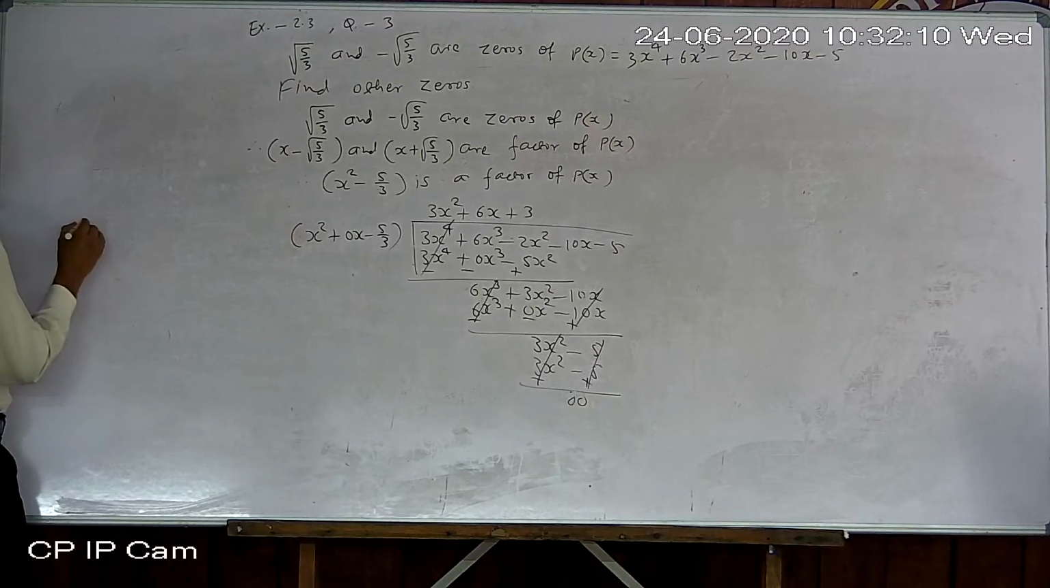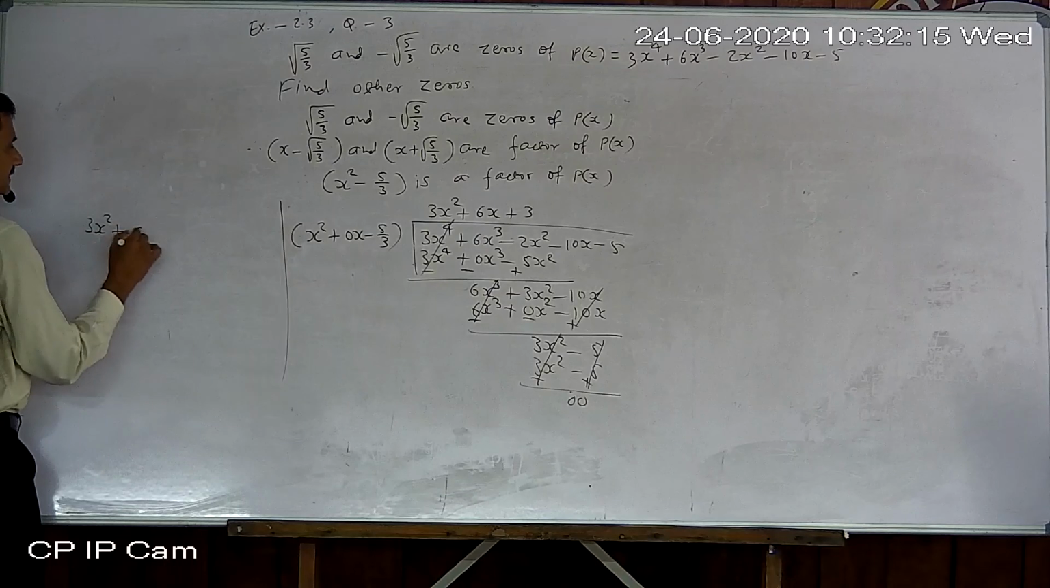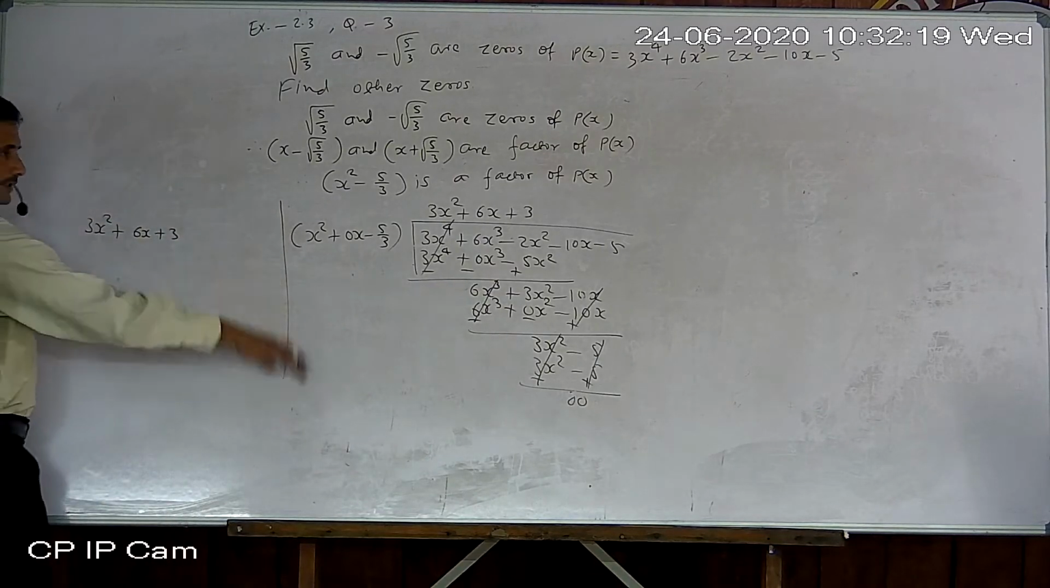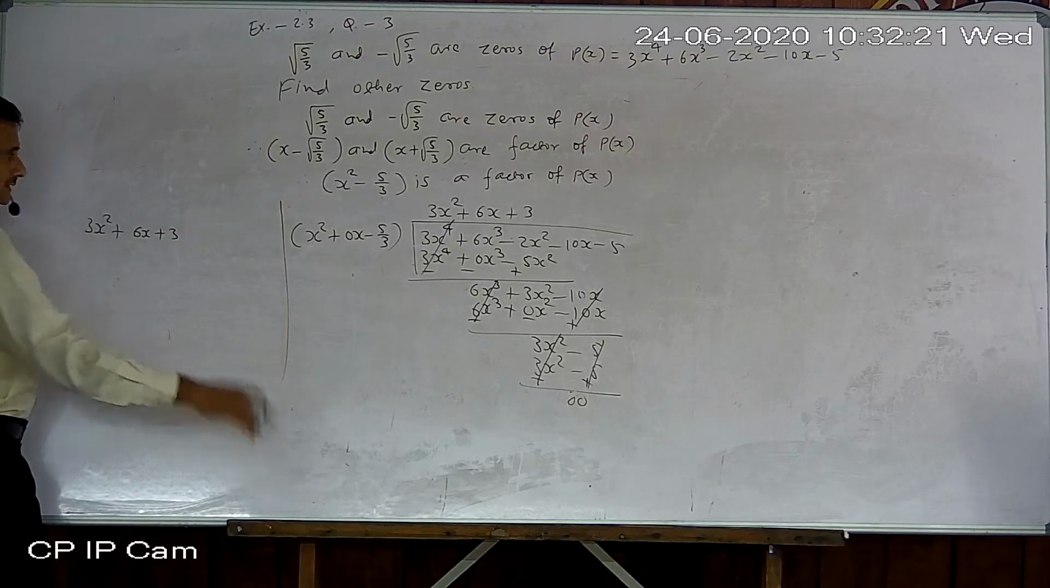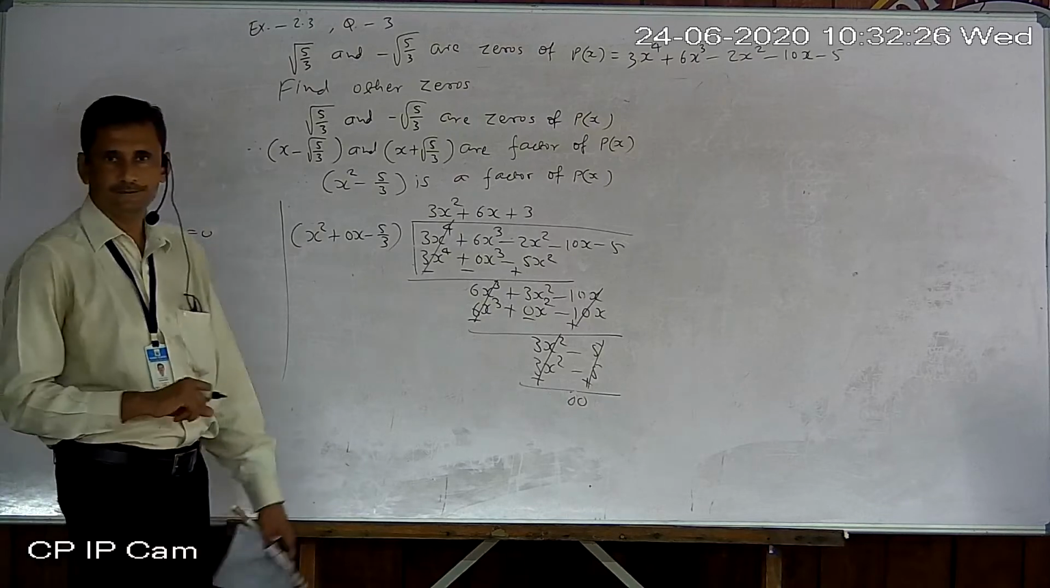So 3x square plus 6x plus 3. You just write here only. Okay, just going ahead as a process, equal to 0. Why? We want 0 from there.